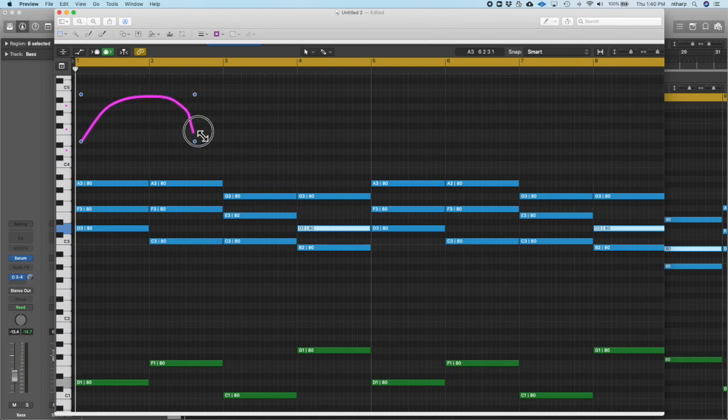And now I get to decide on the start time. Do I want to start right at the beginning of the bar, all the way at the end, or somewhere in between?